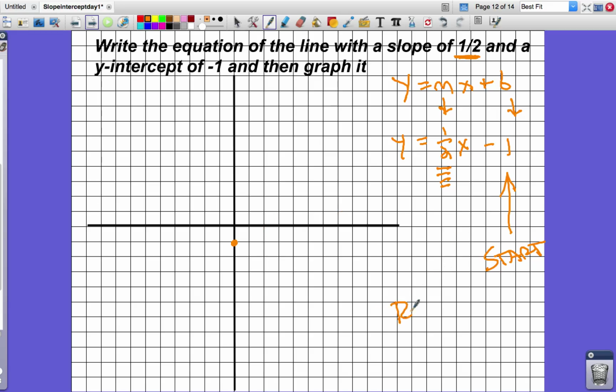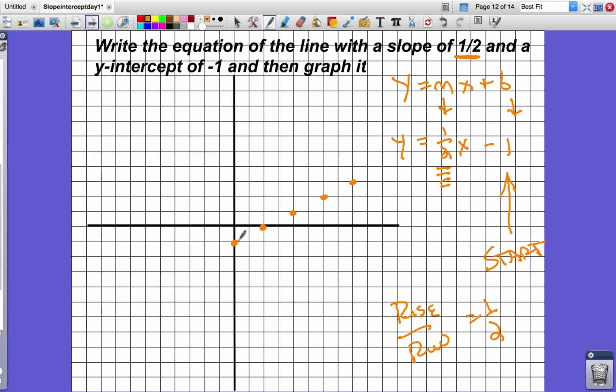Now from here, I can use my rate of change, my slope, to graph another point on the line. Remember, slope is rise over run. So if my rise over my run equals 1/2, that means I'm going to rise 1 and go over 2. Up 1, over 2. Up 1, over 2.